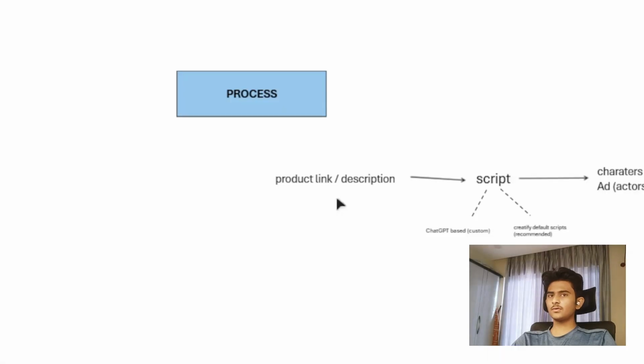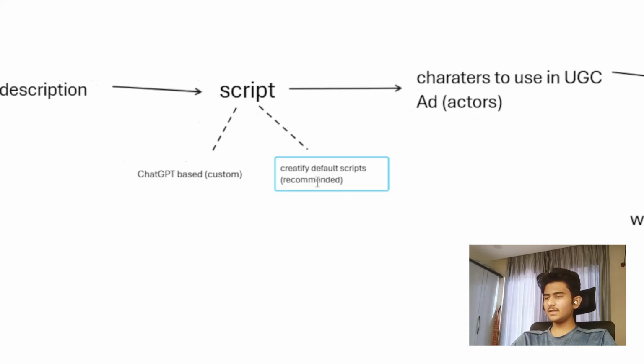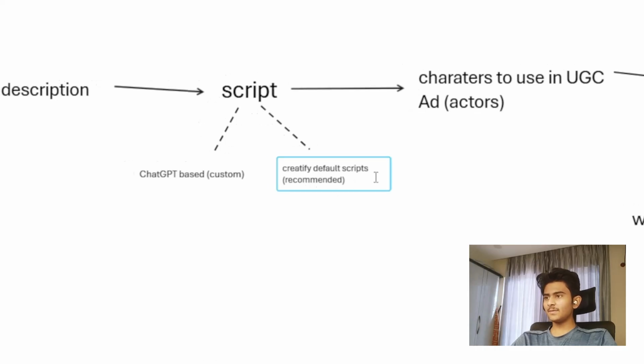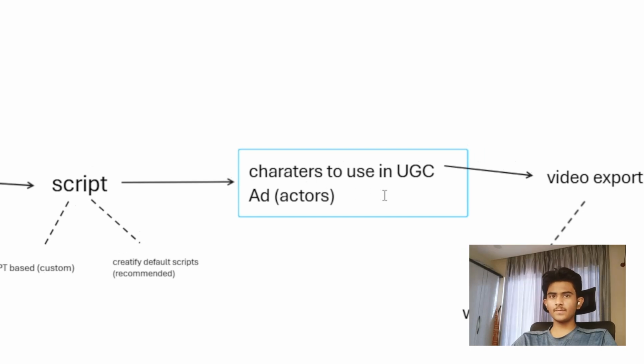First of all, this is the whole process which we are going to follow. First of all, we need a product link or the description of your product. You can be an e-commerce brand, or you can have a product which is listed on Amazon or something like that, which has images listed on that website. Then we will need a script, which can be either a ChatGPT based custom script, or the Creatify default script which they give by default.